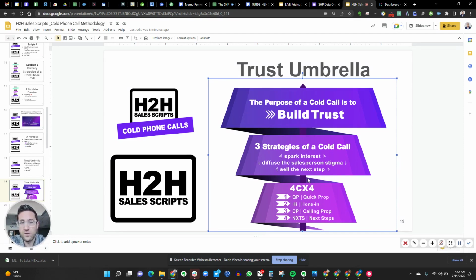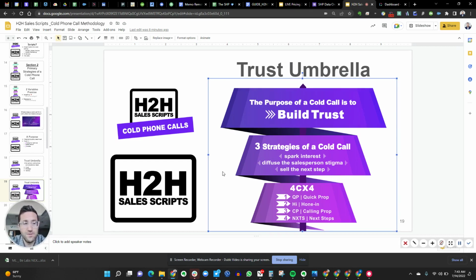So what we've created is a more tactical definition of the strategy called the 4CX4. The 4CX4 are 4 components of a call that can be switched around and moved around based upon the industry that you're calling into or the industry you're calling from. So we have the quick prop, the hone in, the calling prop, and the next step. The quick prop is really just an introductory statement. The hone in is a calculated discovery question that serves multiple purposes that we go through in this course, but really to get the person talking and to find out more about them. The calling prop is your value, your opportunity to really share and shine. And then lastly is the next step, identifying what you're trying to accomplish.